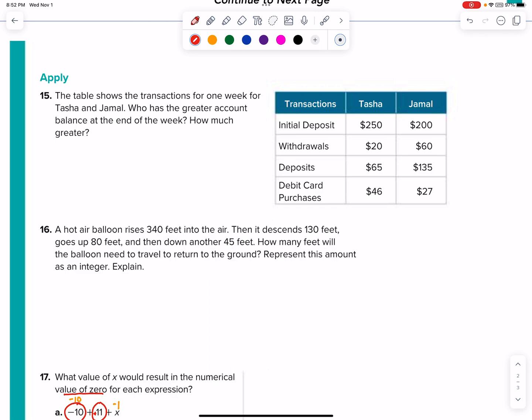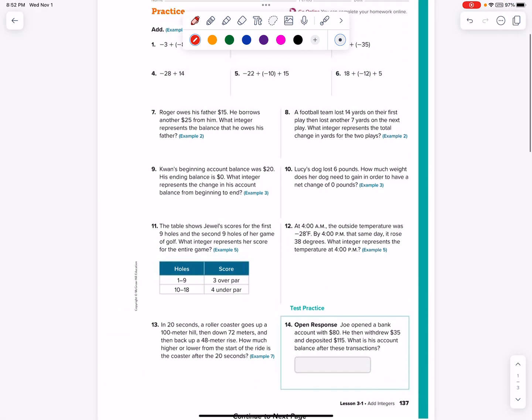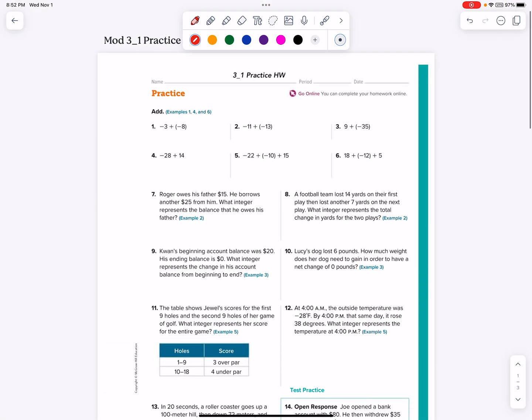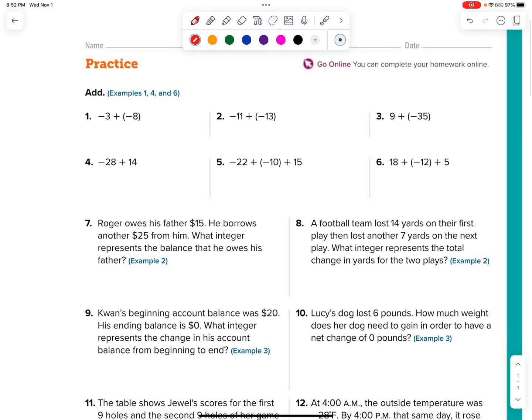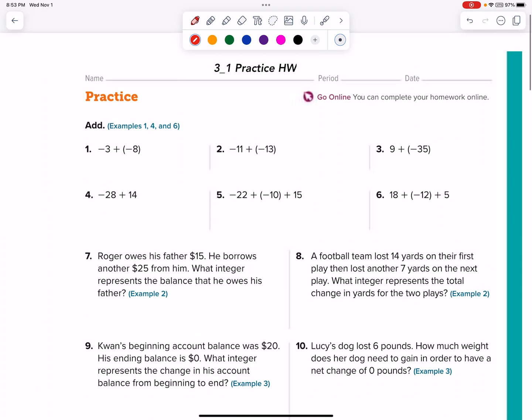All right, let's go ahead and get some fluency going with this. This will be your homework tonight, anything not done, but let's crank through. I want you to remember that song: same signs, add and keep; different signs, subtract; keep the sign of the bigger digit, then you'll be exact. So let's go ahead through these. I'll do 1, 2, and 3. You're in charge of 4, 5, and 6.